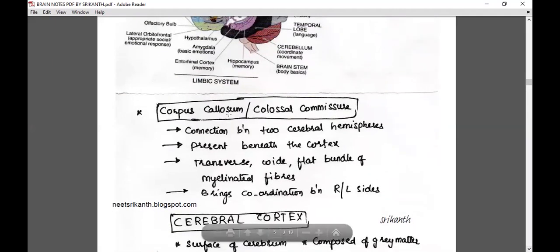So here you see the corpus callosum. What is this exactly? Connection between the two cerebral hemispheres, present beneath the cortex. This is a transverse wide flat bundle of myelinated fibers. When I say wide flat bundle of myelinated fibers, that means that is called a tract. The tract of fibers which connect the two cerebral hemispheres is called corpus callosum.